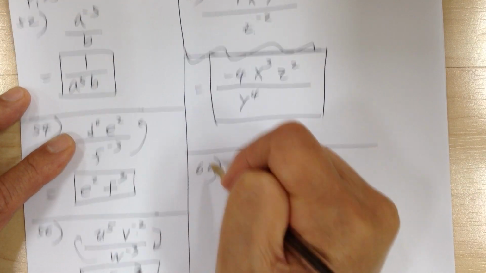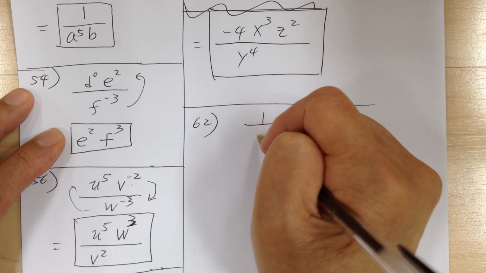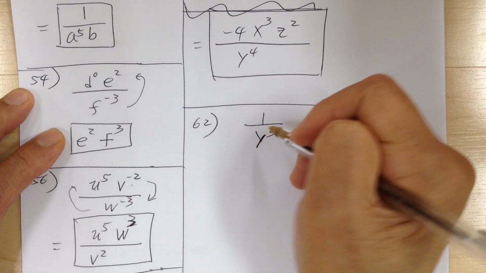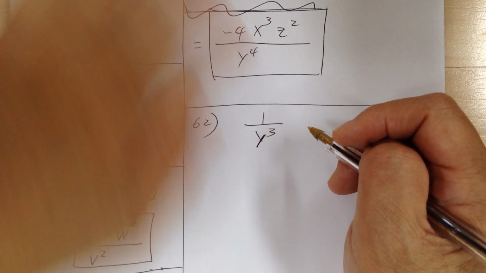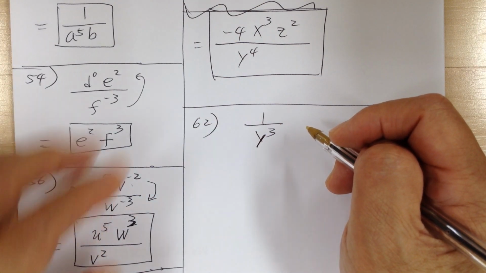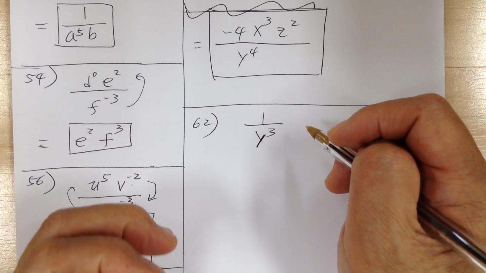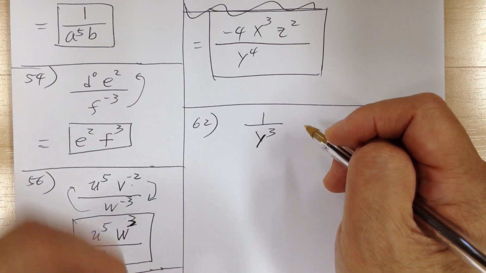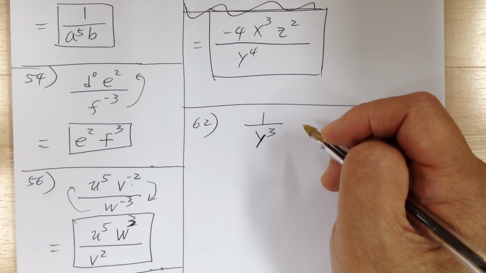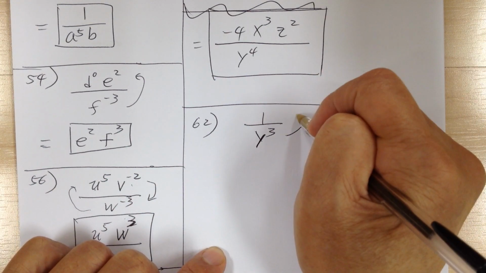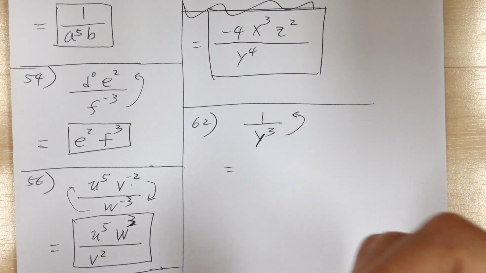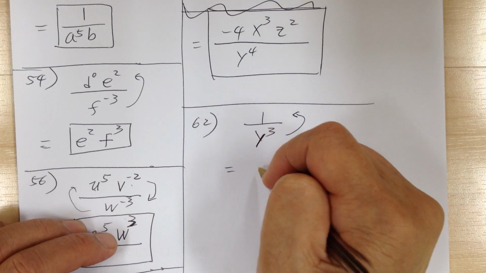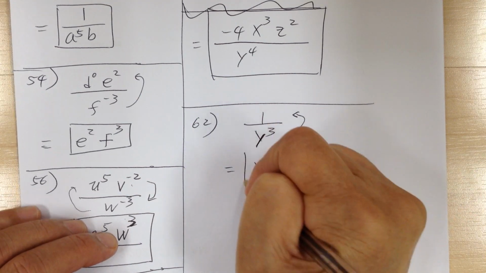Okay, 62. We've got 1 over y to the 3. Now from here, the instruction is a little bit different. Before, you wanted to get rid of all the negative exponents. Now, the instruction is you want to get rid of the denominator, get rid of the fraction. So you have to flip this over, and when you flip over, the exponent becomes opposite, so it becomes y to the negative 3.